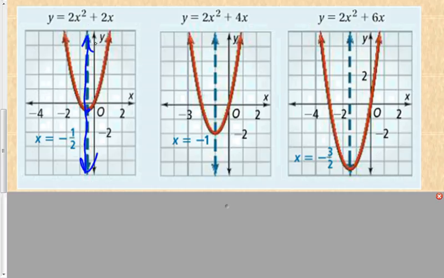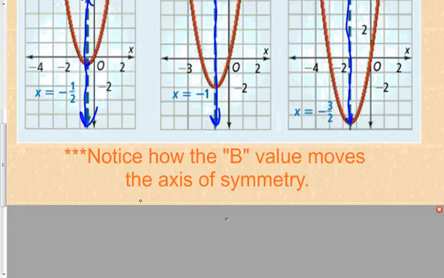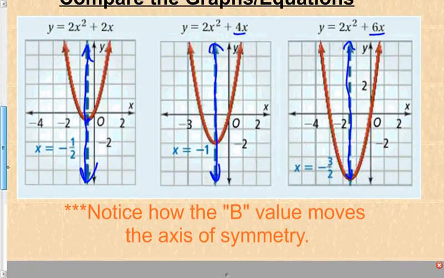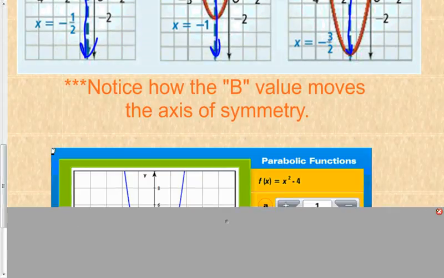Here we go through the point x equals negative 1/2. When you have the 4 value here, we went through x equals negative 1. When we had a 6 as the b value, we went through x equals negative 3/2, or 1 1/2. So it ends up being a quarter of the b value, and also a negative, interestingly enough. So notice how the b value moves the axis of symmetry. The b value simply affects where it goes left to right.